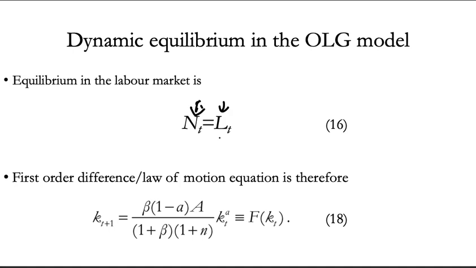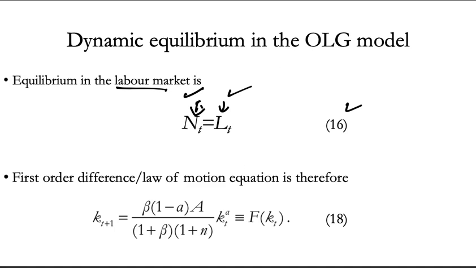Now, the condition that the demand for labor is equal to the supply of labor is thus represented by equation 16. So here, population is this number, demand is this number. So that's why we have equilibrium in the labor market. That's what it means.